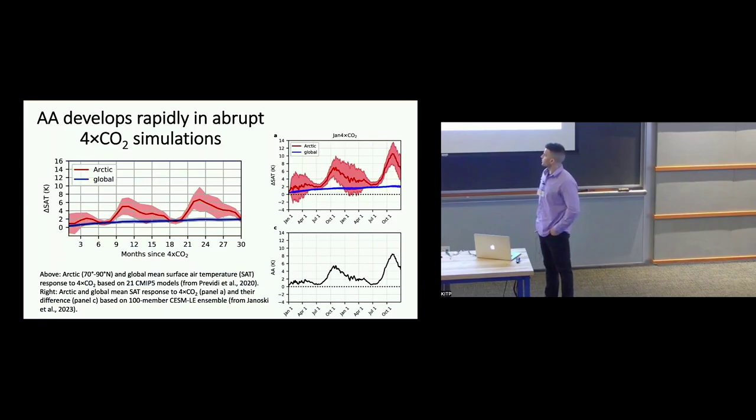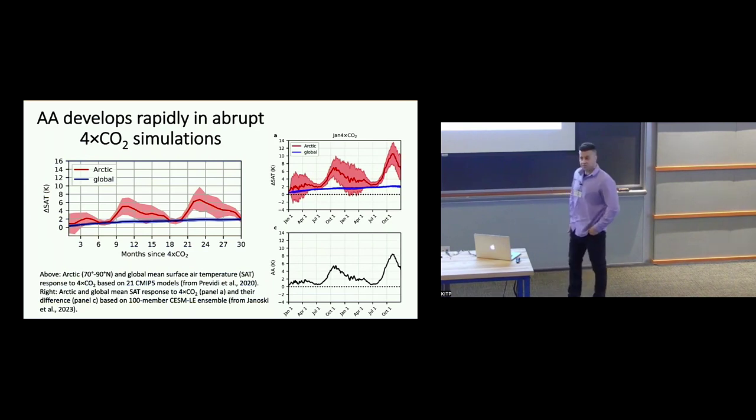showing time series for the first 30 months following 4 times CO2 of the Arctic temperature change and the global temperature change. And we found in this study that even within the first 3 months following 4 times CO2, there was a statistically significant difference between the warming in the Arctic and the global mean, so more warming in the Arctic than the global mean.